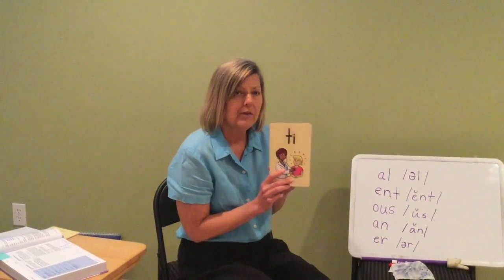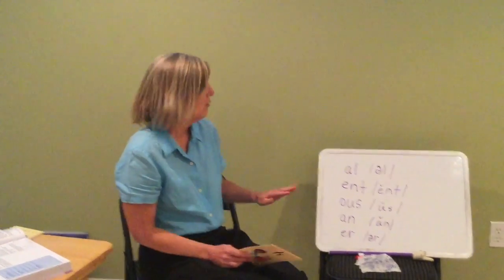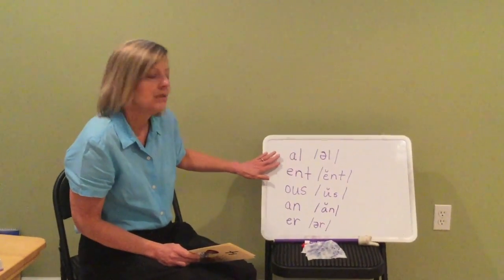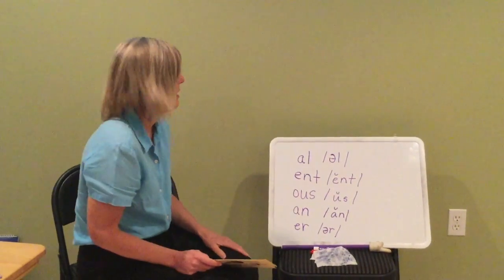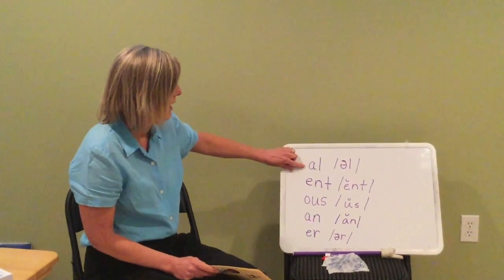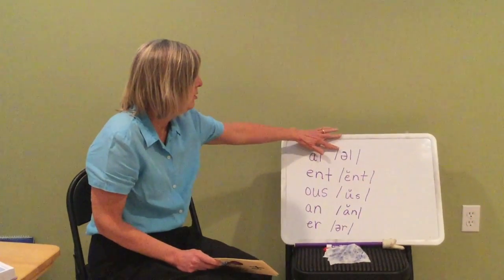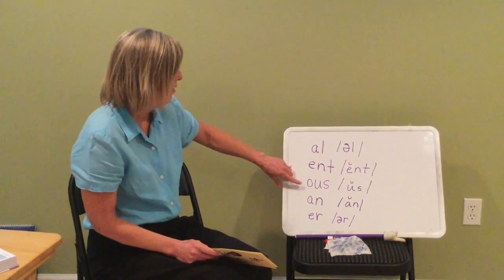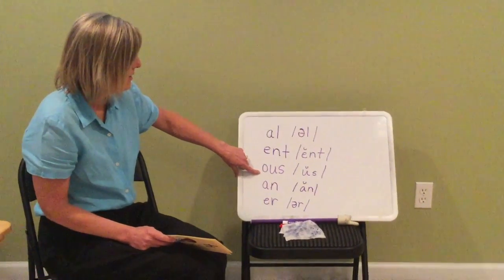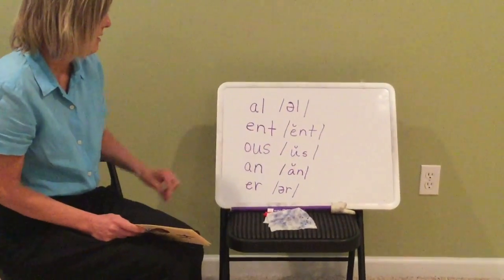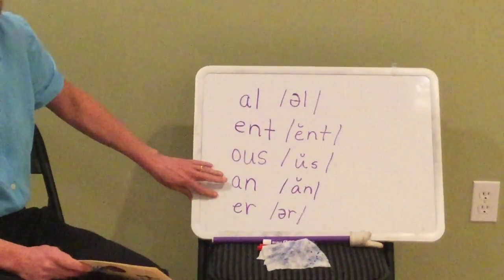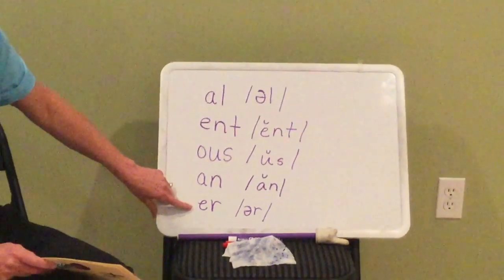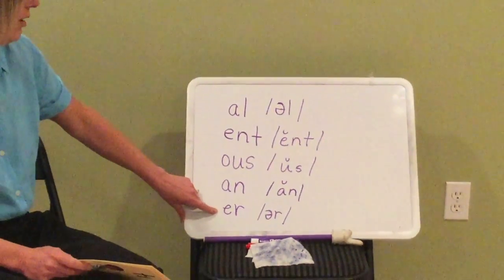We're going to talk about how these sounds are used with some of our suffixes. So we have some new suffixes today that we're going to talk about. We have the AL suffix, which makes the ol sound. We have the ENT suffix, which makes the ent sound. We have the OUS suffix, which makes the us sound. We have the AN suffix, which makes the an sound, and then the ER suffix, which makes the er sound.